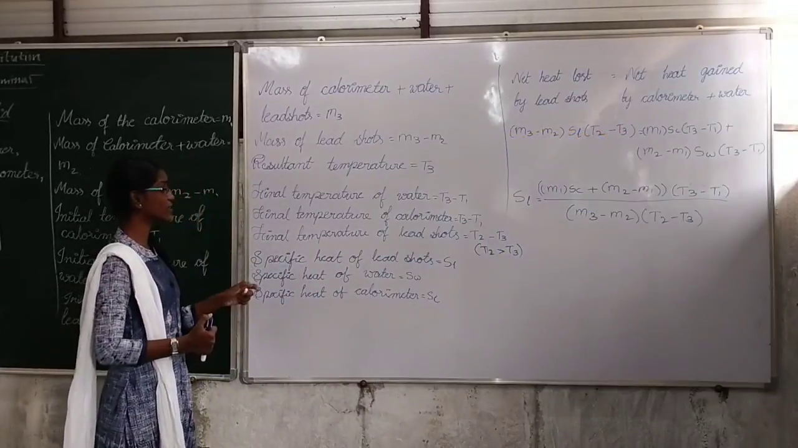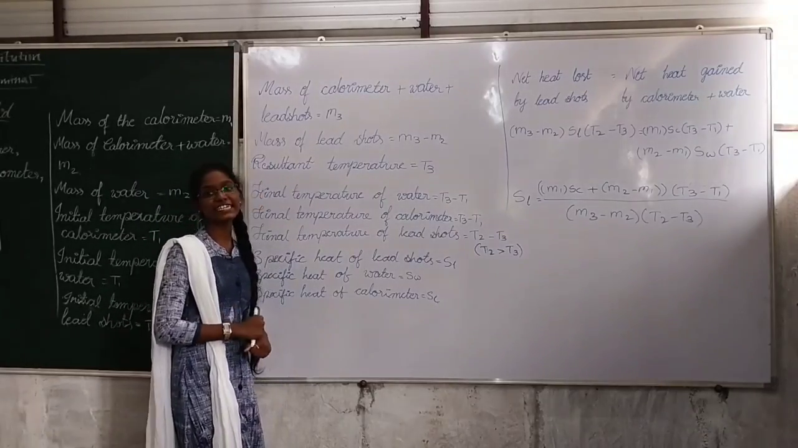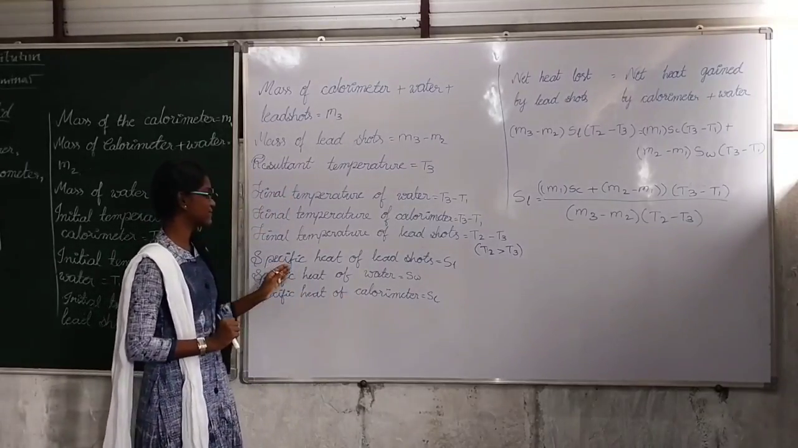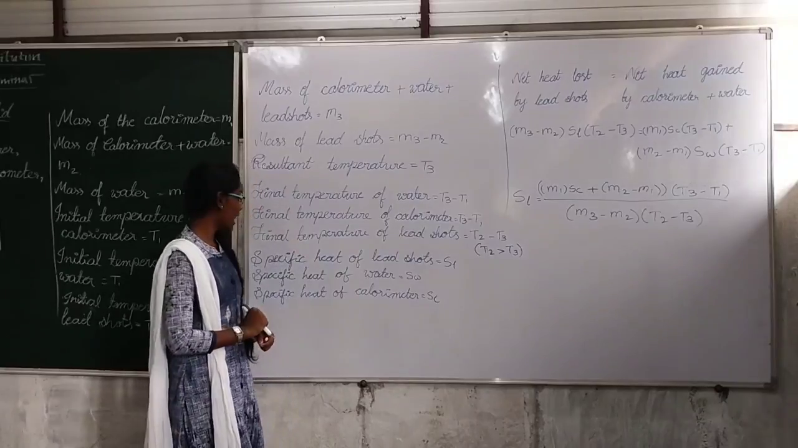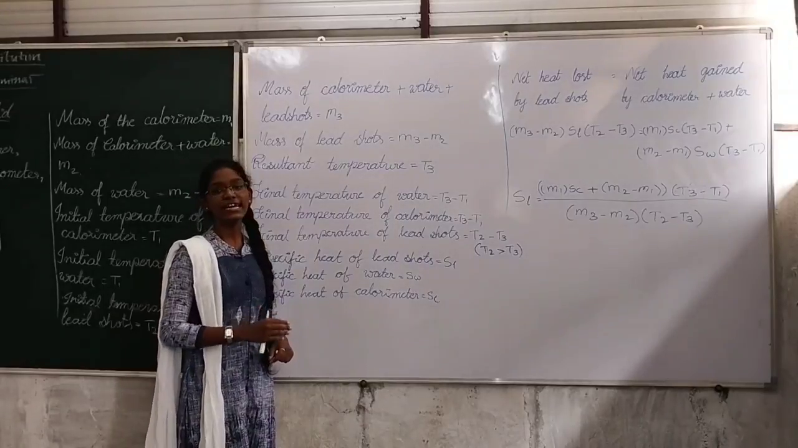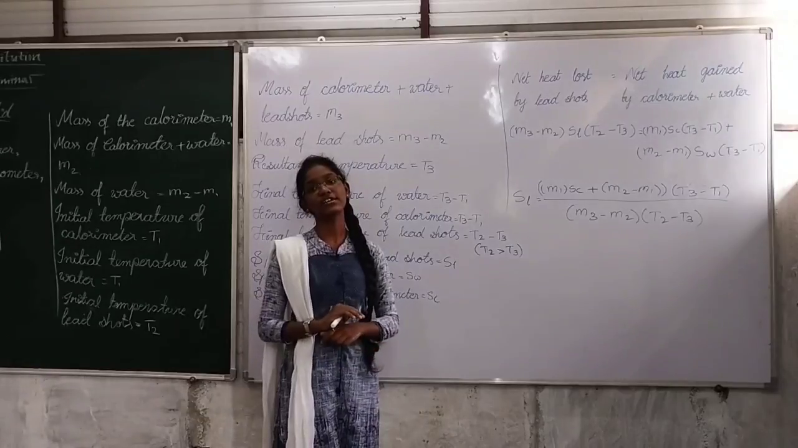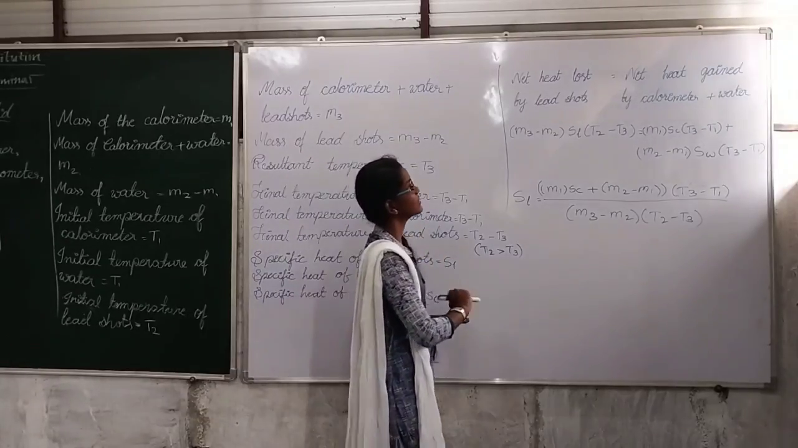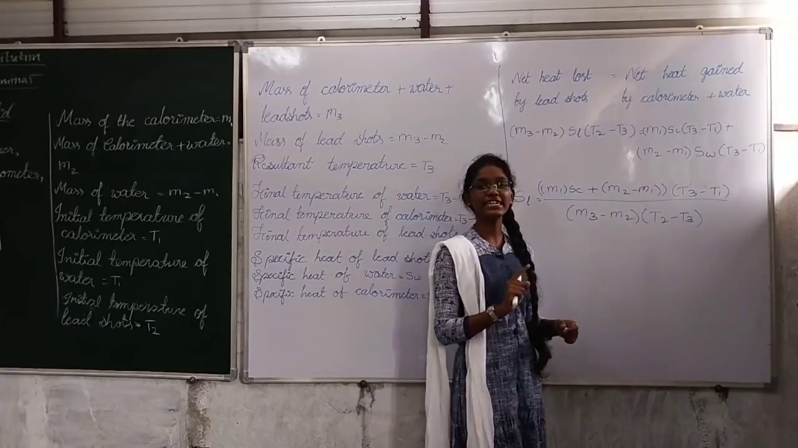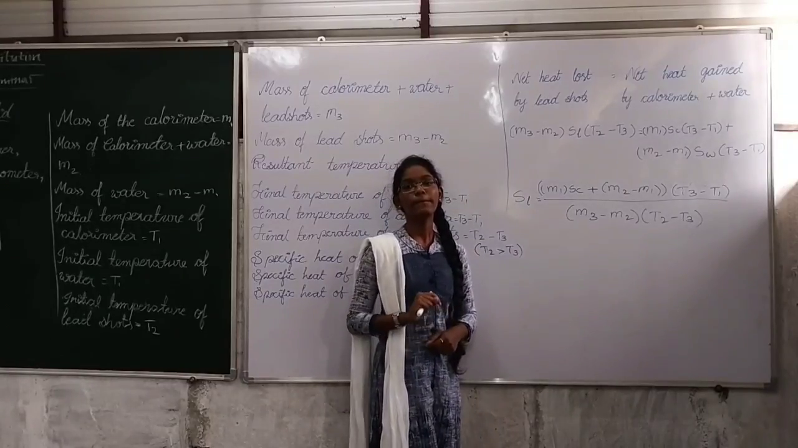Now, what are the specific heats of the lead shots, water and calorimeter? We will take the specific heat of lead shots as SL, the specific heat of water as SW, and the specific heat of the calorimeter as SC. These are the values that we are going to substitute in the formula. We know that net heat lost equals net heat gained. The net heat lost by the lead shots is equal to the net heat gained by the calorimeter plus water.